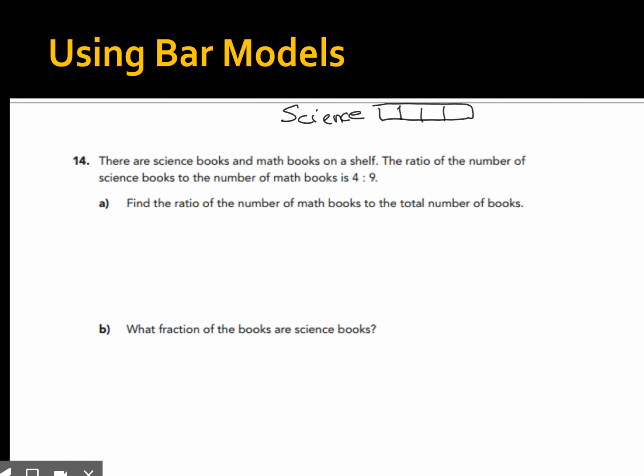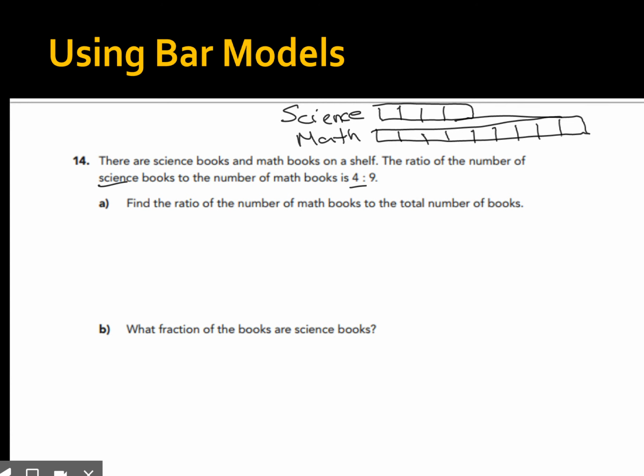Again, I know there's 4 science books because they said science first and then said 4 was first. And then for math, we have, shouldn't connect there, 1, 2, 3, 4, 5, 6, 7, 8, 9 science books.